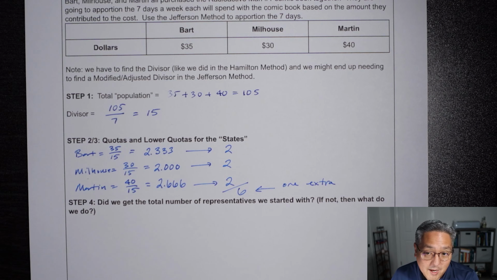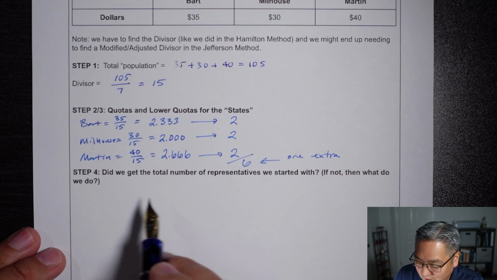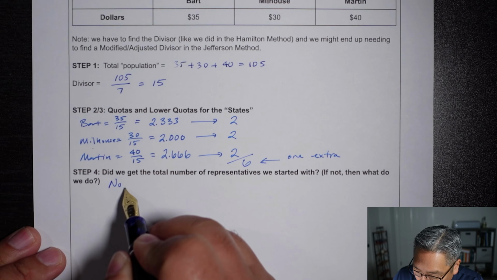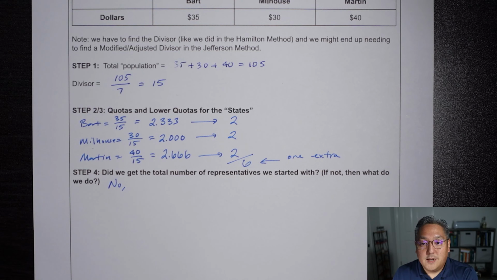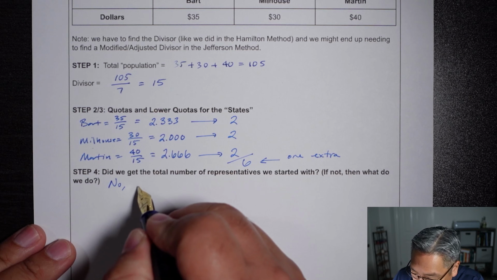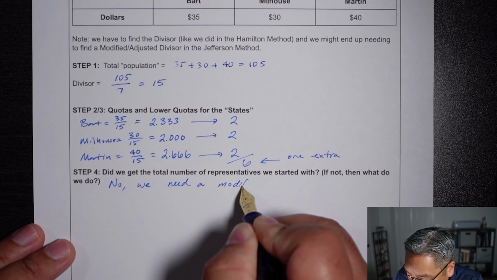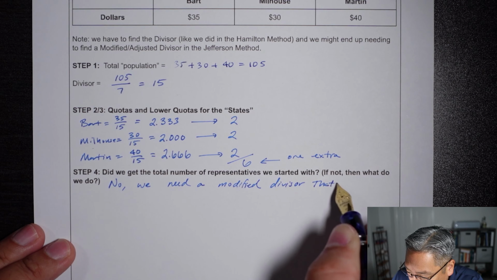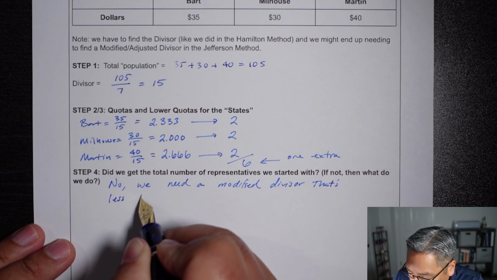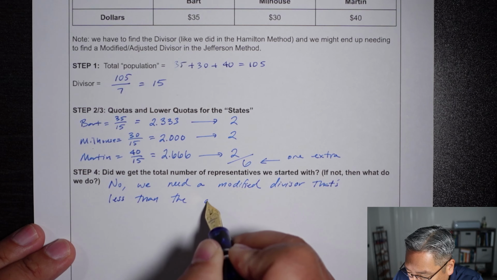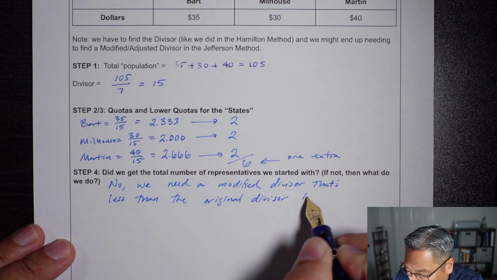So in the Hamilton method, we would go to the decimals to help inform us who gets the extra. But in the Jefferson method, the question is, do we get the number of representatives we started with? No. So with the Jefferson method, we need to get a new divisor. We need to try out a different divisor that's going to be lower than the divisor we started with, which was 15. So no, we need a modified divisor that's less than the original divisor, which was 15. Okay.